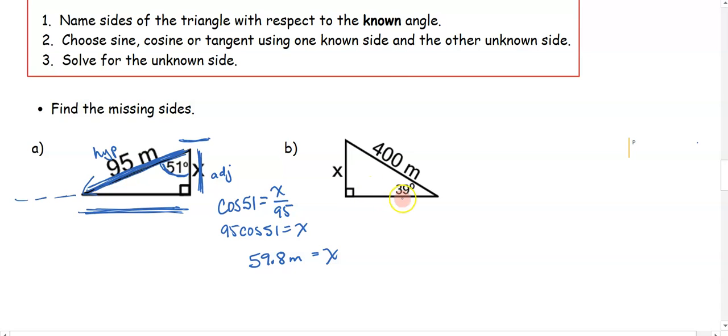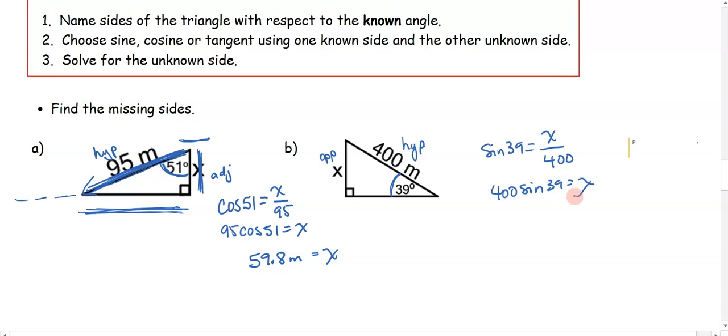Okay? So over here, this is my angle. So this side I'm trying to find is opposite. This is hypotenuse, so that's going to be sine. The sine of 39 is equal to opposite over hypotenuse. And again, x is on the top, so I multiply both sides by 400.